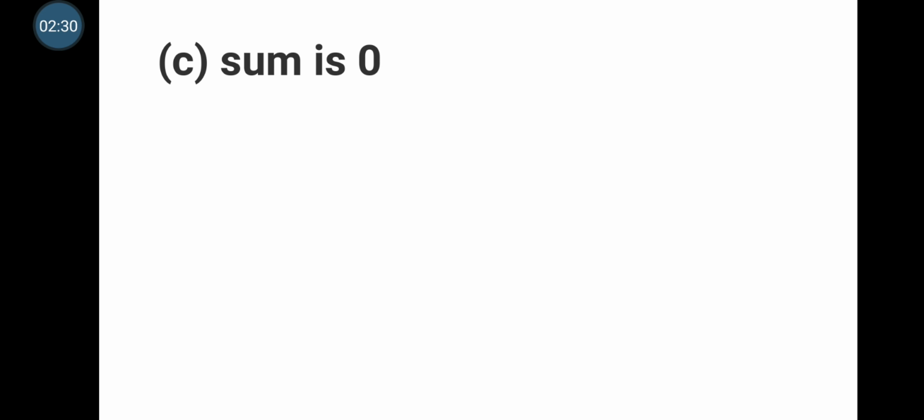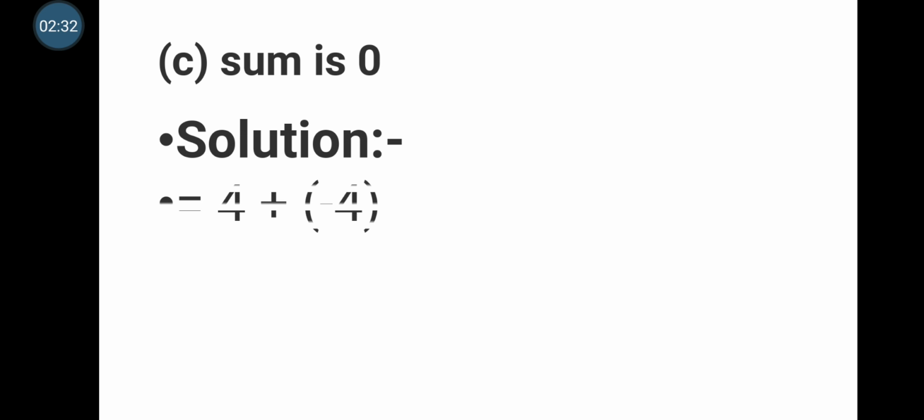Sum is 0. Sum means addition. So when you add two numbers, you should get 0. Plus 4 and minus 4, if you add together, you will get 0. That is 4 minus 4 equal to 0.